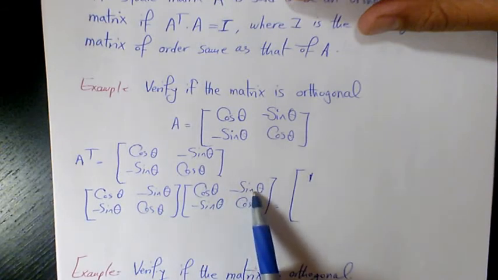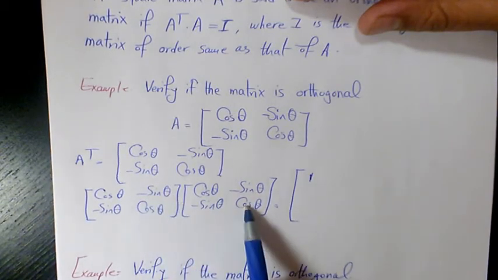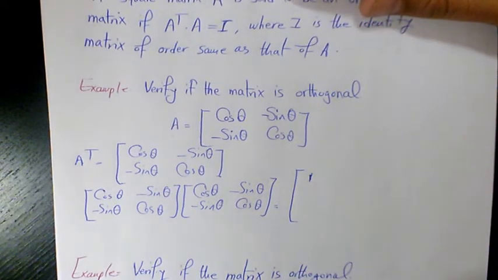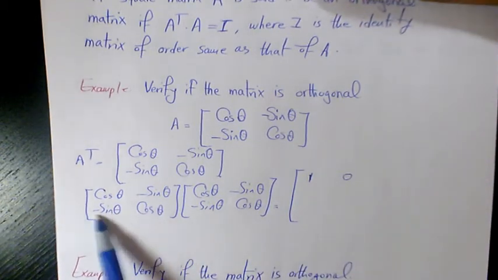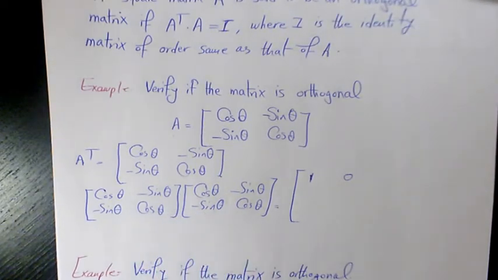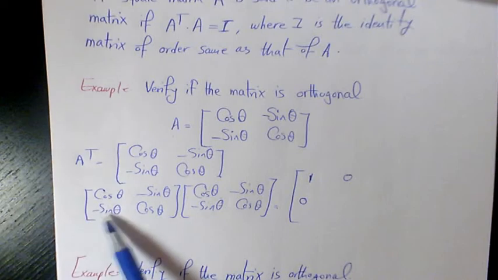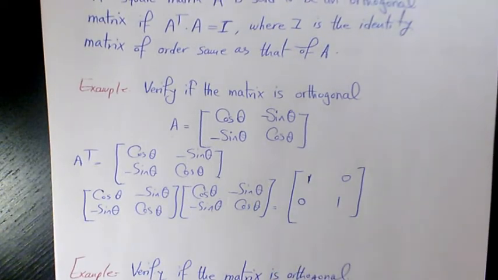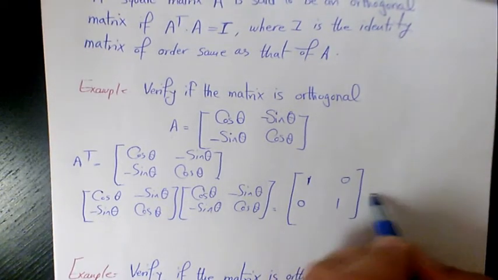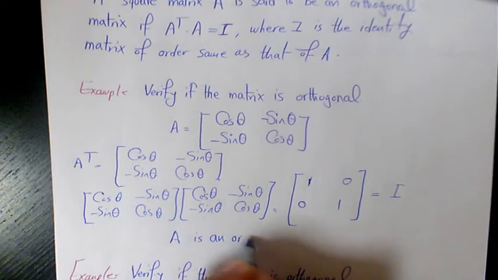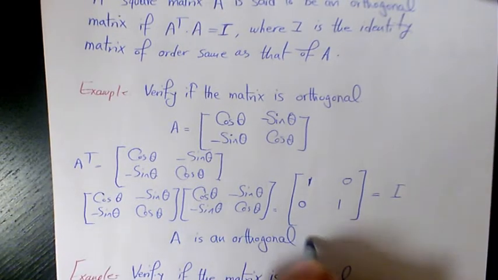Cosine theta times negative sine theta plus negative sine theta times cosine theta is going to be sine theta cosine theta minus sine theta cosine theta. That's going to be 0. Then negative sine theta times cosine theta plus cosine theta times negative sine theta is cosine theta sine theta minus sine theta cosine theta, so it is going to be 0. And at the end, negative sine theta times negative sine theta plus cosine theta times cosine theta is going to be 1, because sine squared plus cosine squared is always 1. So here we have the identity matrix. So we can say A is an orthogonal matrix.